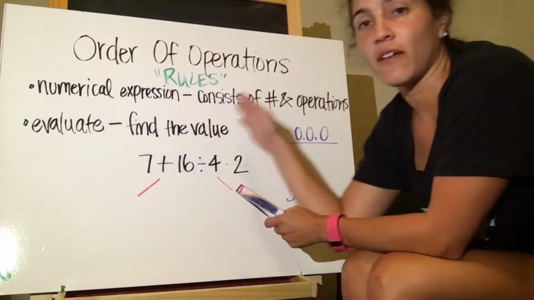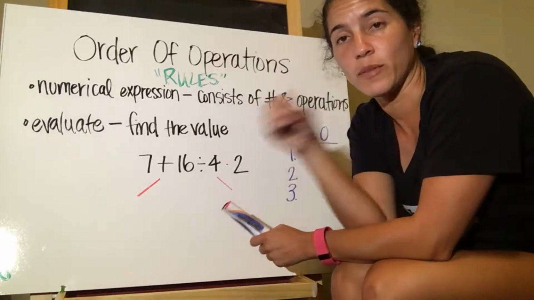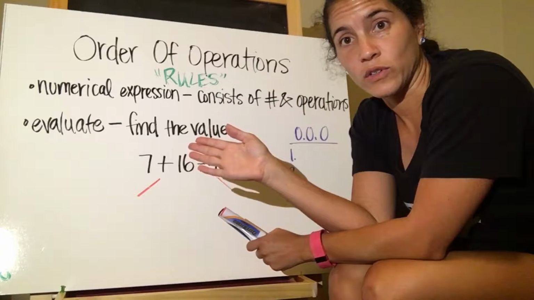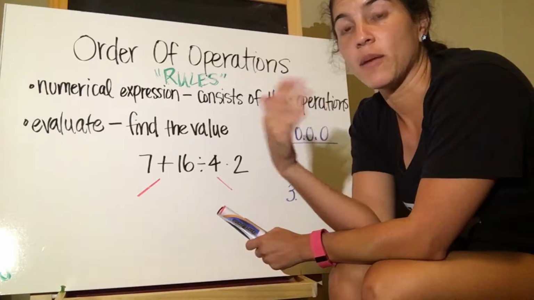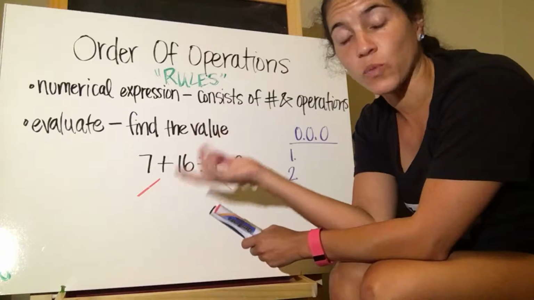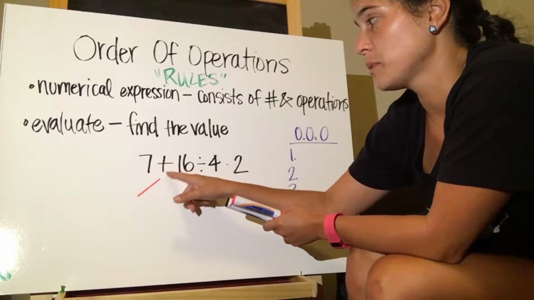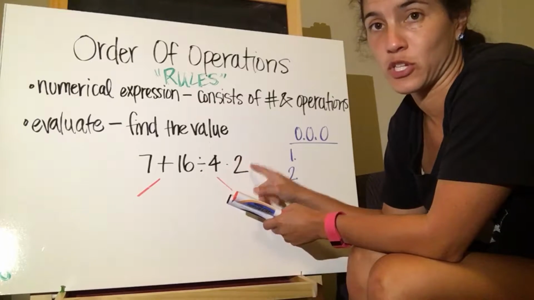And the whole reason we have our order of operations is so everybody can do math in a very similar order and come out with the same answer. So here is why we have the order of operations. Here is a simple math expression. 7 plus 16 divided by 4 times 2.